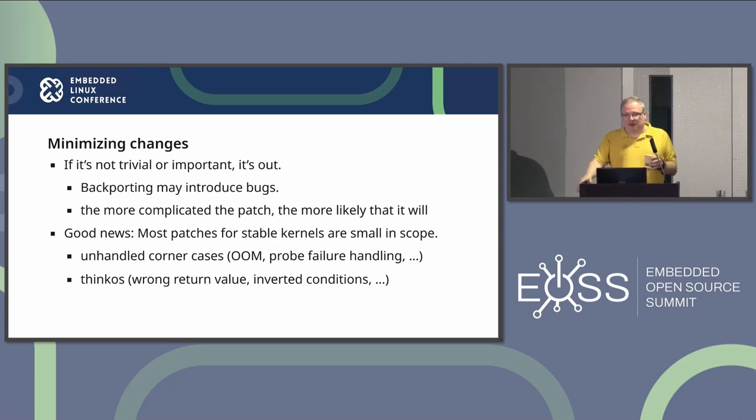The good news is that most patches for stable kernels are small, like as in really small one-liners, and they typically deal with stuff where you say, duh, well, of course. Like, didn't check for out of memory, didn't bring down the clocks again when a device fails to probe, checked for the wrong return value, checked for zero when you should check for negative one, for equality if it should be inequality, things like that. That's the vast majority of patches in stable, and these are of course very easy to backport if you need backporting at all.